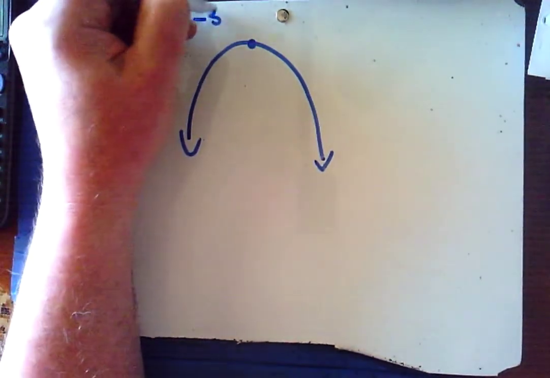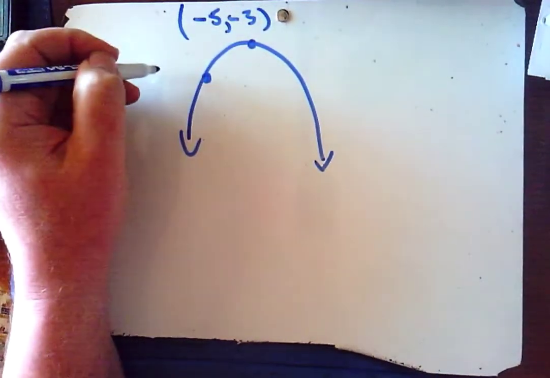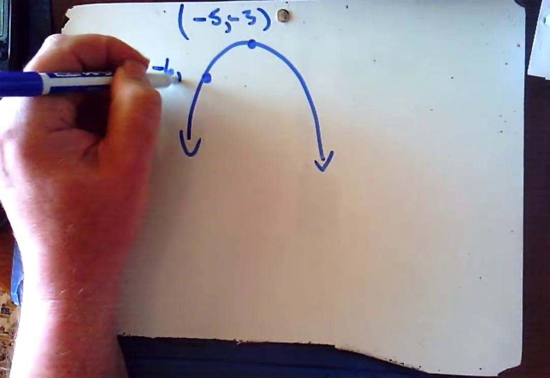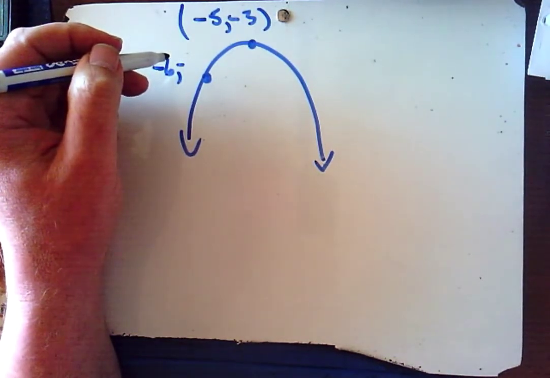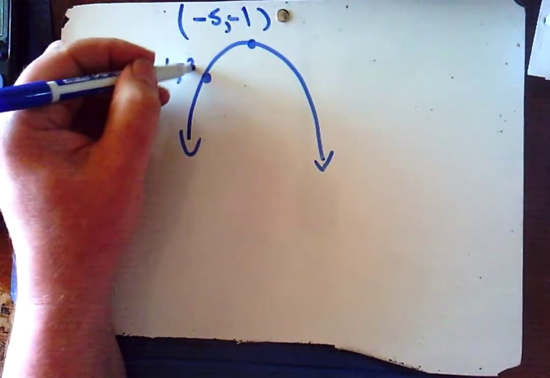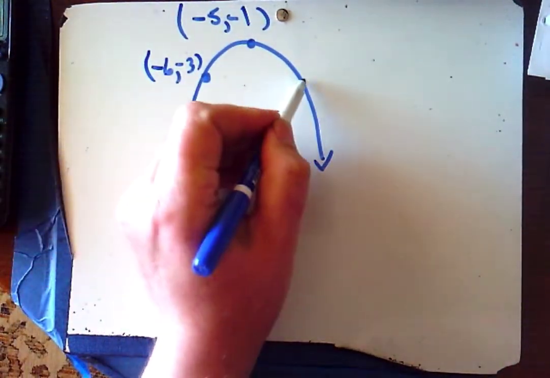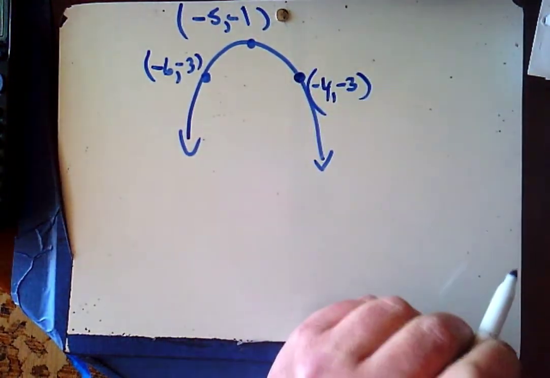This point is -5, -3. This point is -6. Oops. That's -1. This is -3. And over here, 4, negative 3. Or negative 4, negative 3.